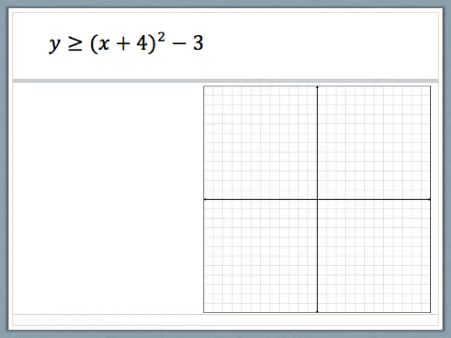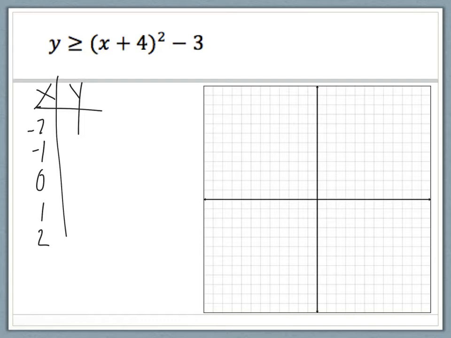All right, so I'm going to graph this like I normally would. I'm going to make my XY table. So -2, -1, 0, 1, 2. I'm going to square those numbers to get 4, 1, 0, 1, and 4. Now, there's no a value, so I'm not going to multiply my y values by anything, but the +4 tells me that I'm going to go left 4, okay, and the -3 tells me that I'm going to go down 3. Okay, so I'm going to go ahead and plot those points.